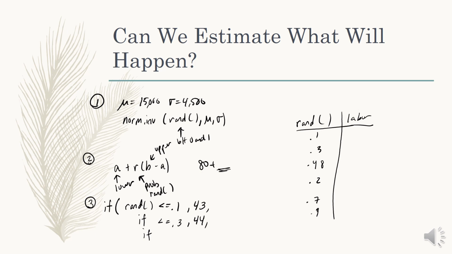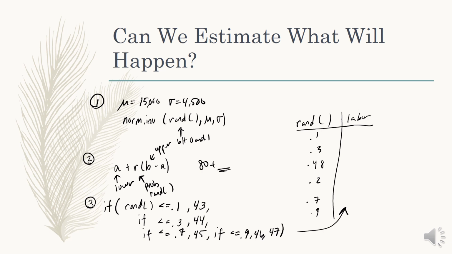For 45, that had probability of 0.4, so we'll add that in. So if it's less than or equal to 0.7, then the total cost is 45. If the random number is less than or equal to 0.9, so that was my 46, and if none of those happen, so if it's not less than 0.1, not less than 0.3, not less than 0.7, not less than 0.9, if nothing else, then it's 47. So that's going to be my labor cost. And that's what we're going to put here.